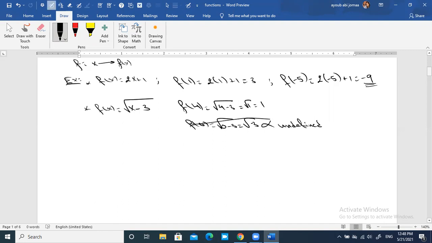Okay, another example. Let's say f of x is 2x over x minus 1. Let's say f of 0. What is f of 0? Replace x by 0. 2 times 0 over 0 minus 1. So it is 0 over negative 1, equal to 0. So the image of 0 under this function is 0.